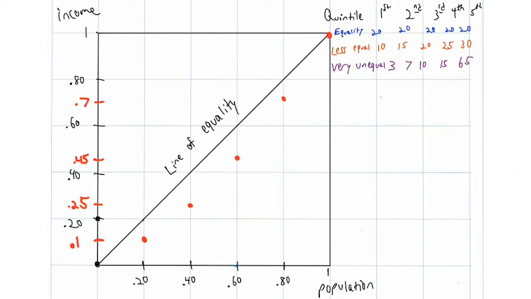We also had this point that I didn't really talk about. 0% of the population has 0% of the income, also by definition. So we'll just make a couple of lines. Basically, each one of these dots we're going to connect with a straight line.